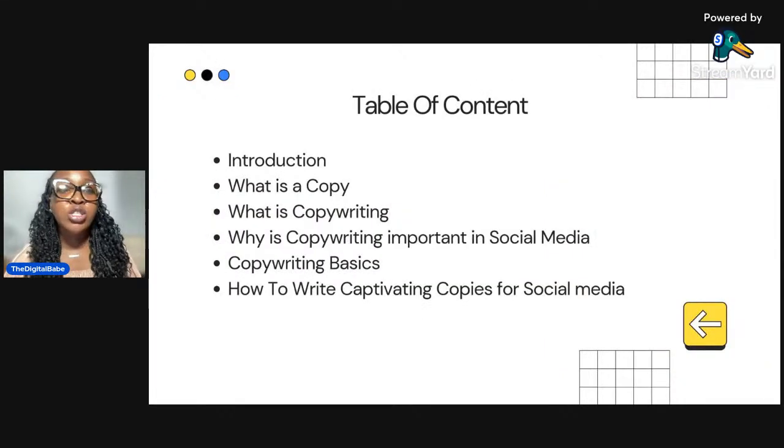We're going to be looking at what a copy is, what copywriting is, why copywriting is important in social media, copywriting basics, and how to write captivating copies for social media.